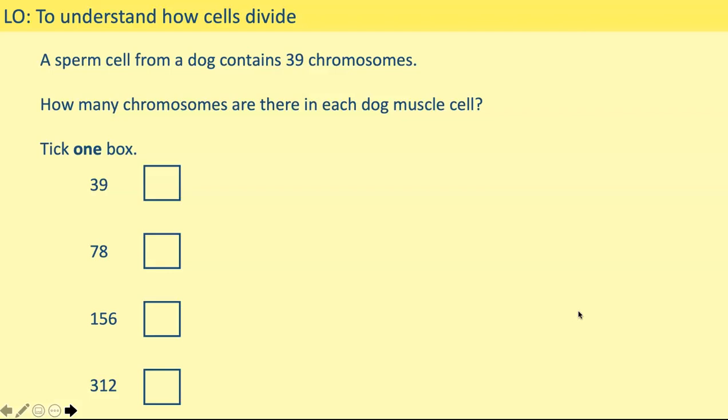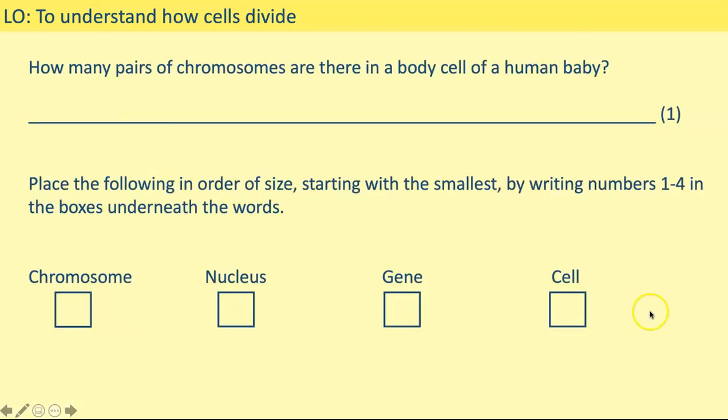Here's the first question. And here's the second question. Make sure you pause the screencast. I'm going to go through these in a second.